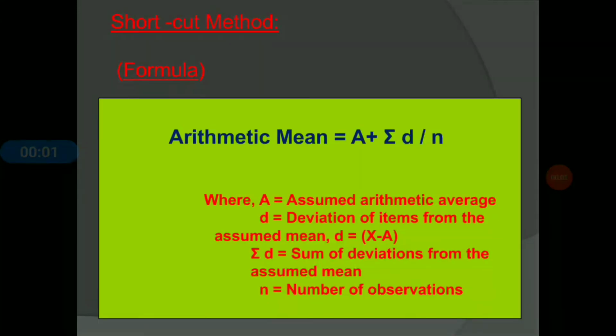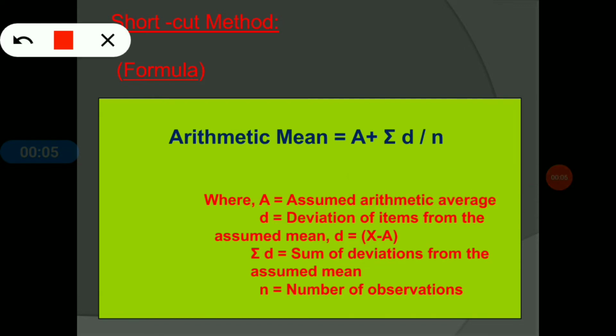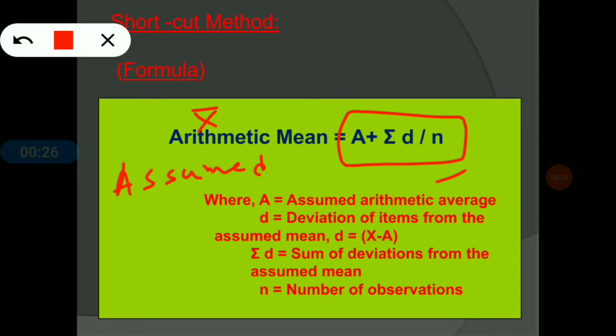So here we can see the formula of the shortcut method of arithmetic mean. We all know that arithmetic mean is denoted by x bar. So x bar equals A plus summation d, divided by n. Now we have to know what we mean by A. A, the capital A, is the assumed mean, not the original mean.